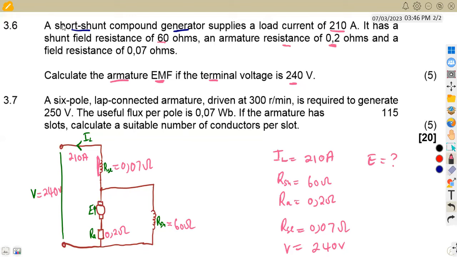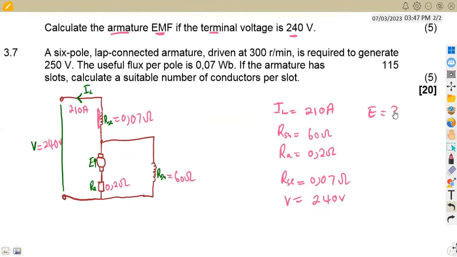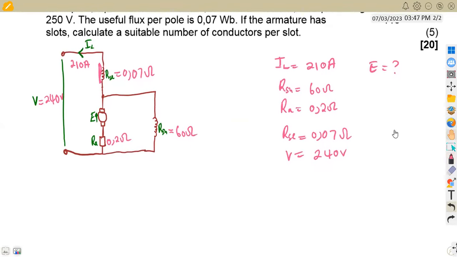All right, so what I want us to do now is to try to formulate, from the information that we have, a formula that is going to give us the armature EMF in this case. We have listed everything now.